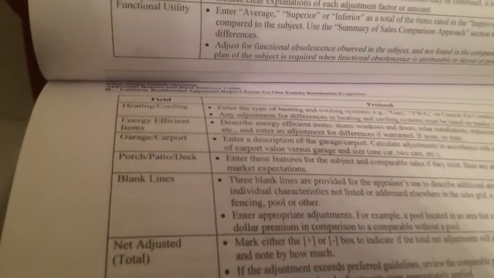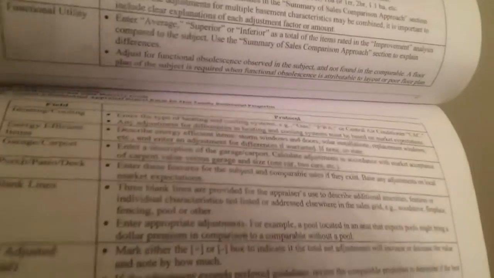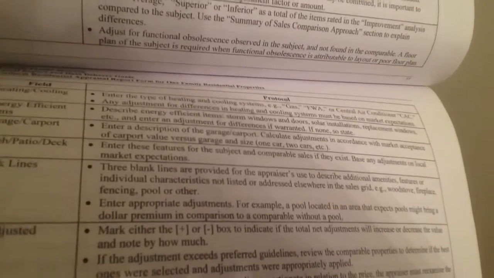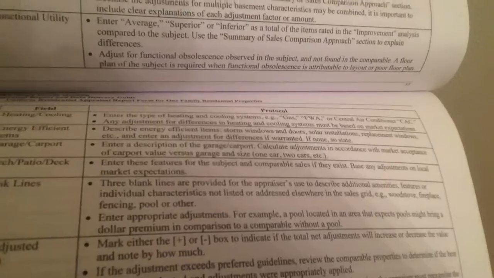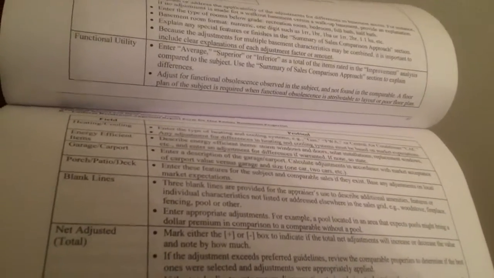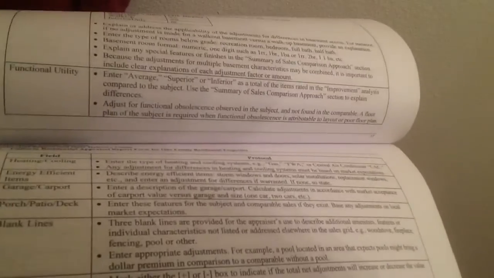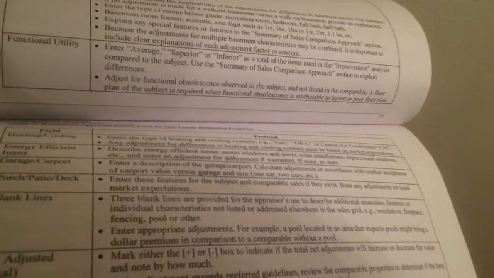Field: garage/carport. Protocol: Enter a description of the garage/carport. Calculate adjustments in accordance with market acceptance of carport value versus garage in size: 1 car, 2 cars, etc. Field: porch/patio/deck. Protocol: Enter these features for the subject and comparable sales if they exist. Base any adjustments on local market expectations.